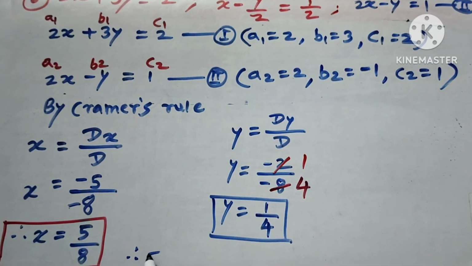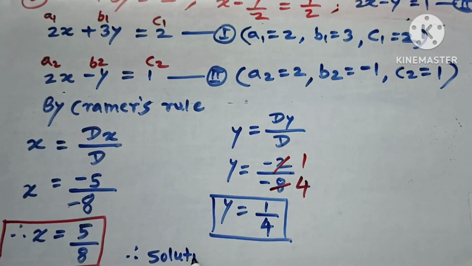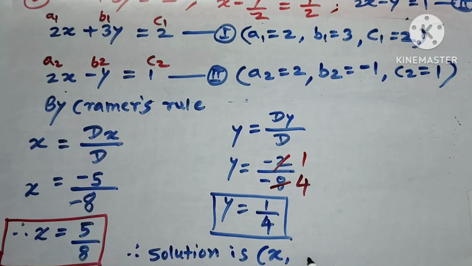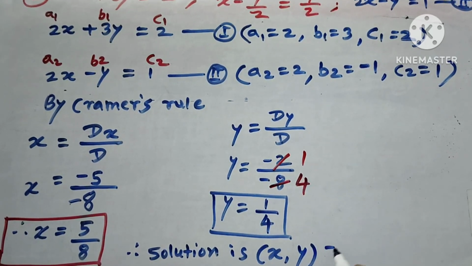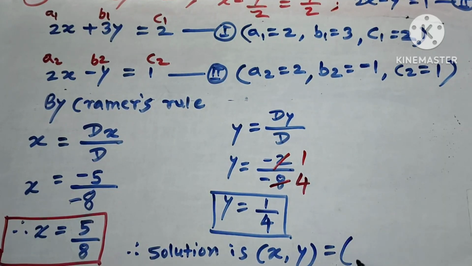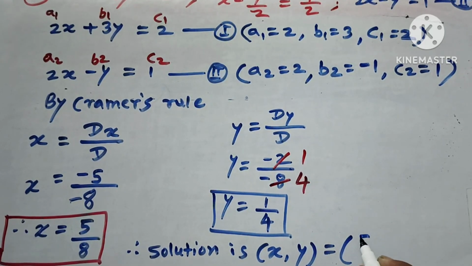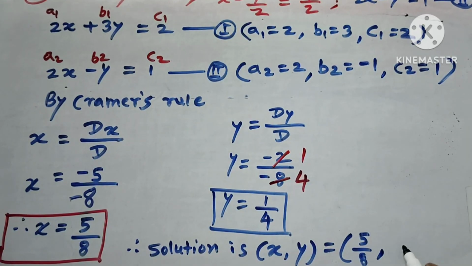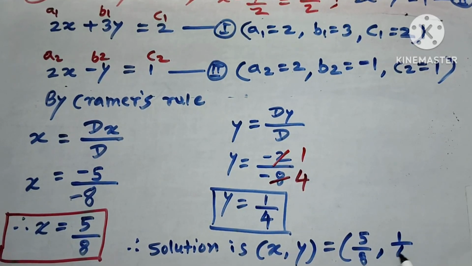Therefore, solution is x comma y is equal to, first write value of x 5 upon 8, then value of y 1 upon 4.